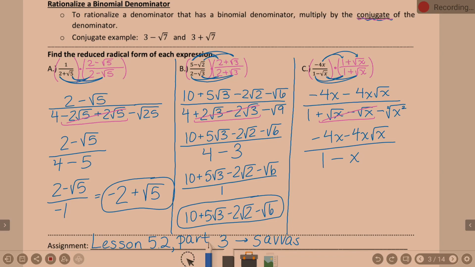Okay. Anything else? And the answer is no. This one, because of the x's, it doesn't clean up a whole lot. It's just kind of done there. But the whole point was I got rid of the square root in the denominator, which is what I needed to see happen. Okay?